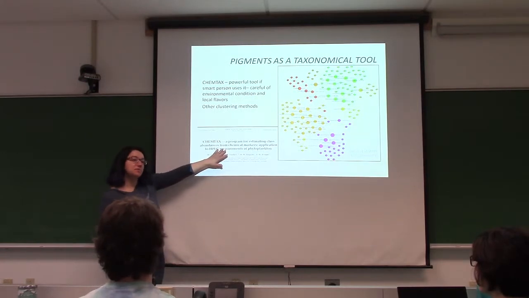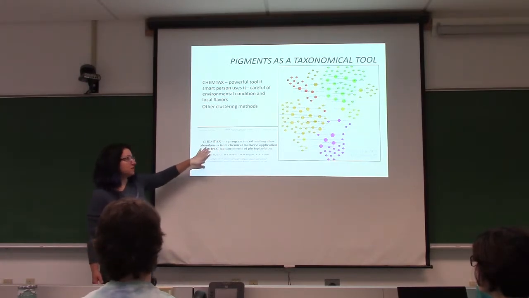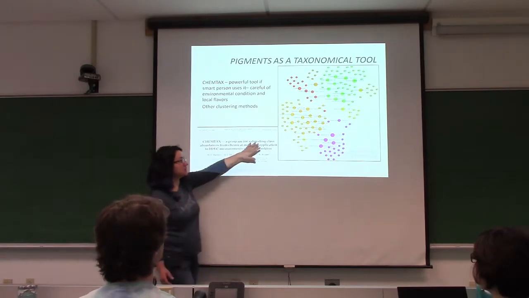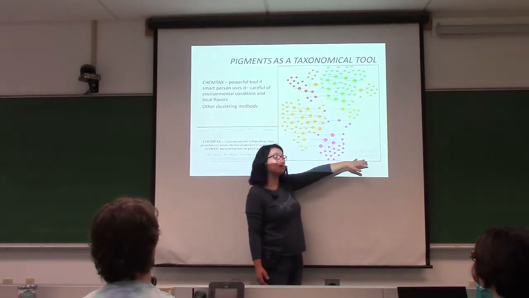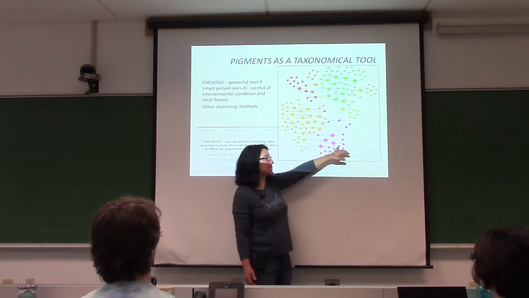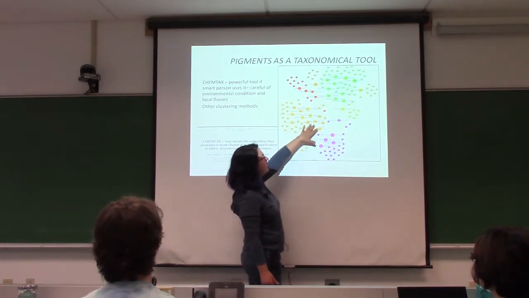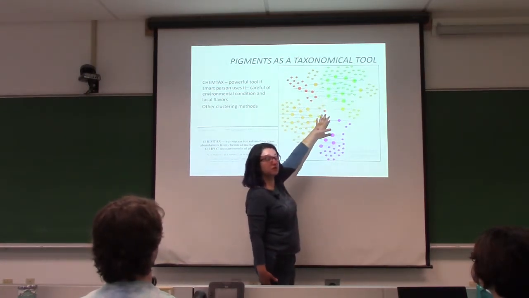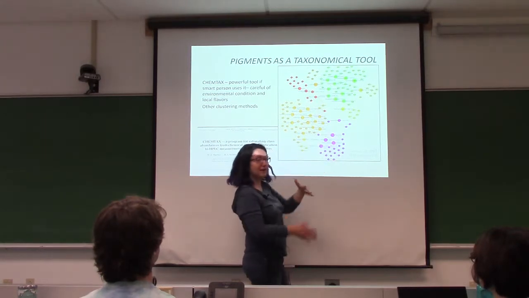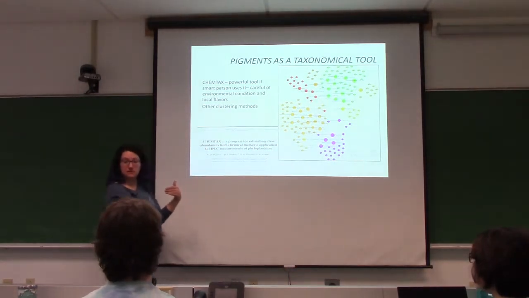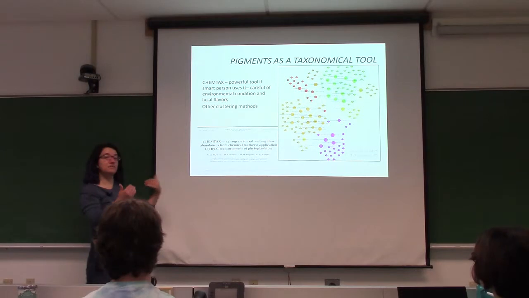ChemTax is also limited because it's really looking at only around 20, 25 pigments, which is nothing. There are new clustering techniques that are actually looking at the whole diversity of 124 pigments. This is amazing. I kicked out a slide, but they had 34 different algae, and they analyzed 124 pigments. And they found an amazing diversity.